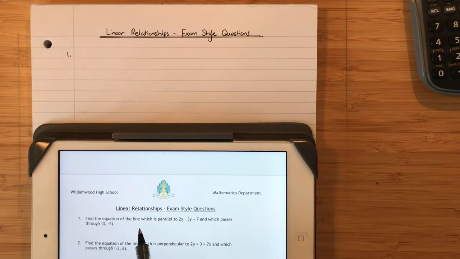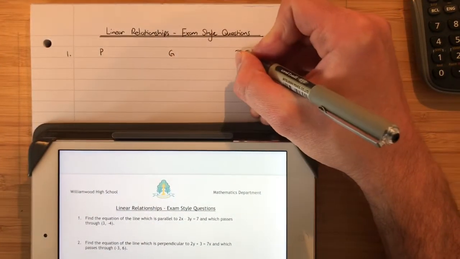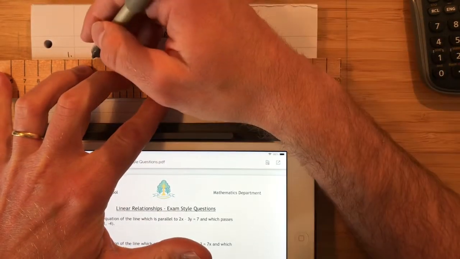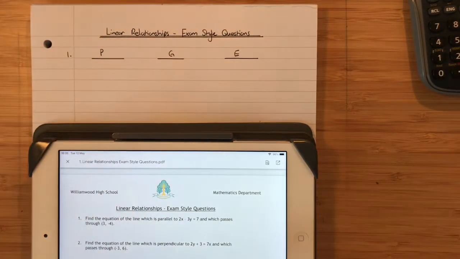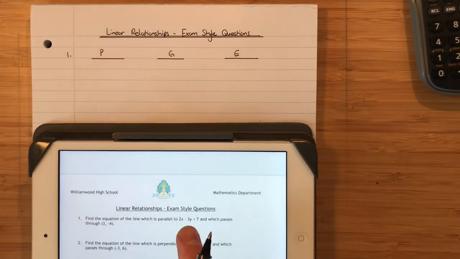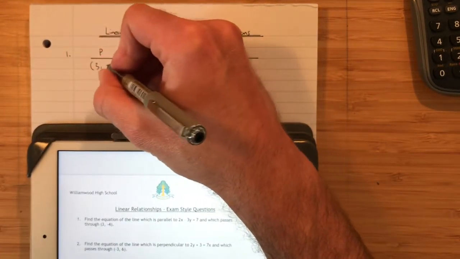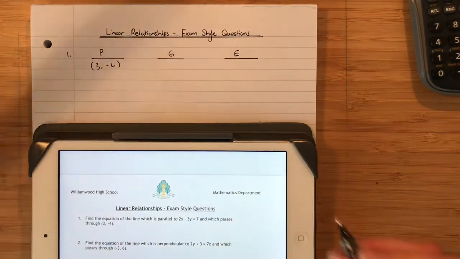Find the equation of the line. That means I need a point, I need a gradient, and I need an equation, first of all. I've only read the first couple of words of the question, but I know I need that, which is parallel to that. So that's how I'm going to find the gradient, and which passes through that, right? So it's just giving me the point 3, negative 4. And to find the gradient, well, it's parallel to that, so it's got the same gradient as this line.